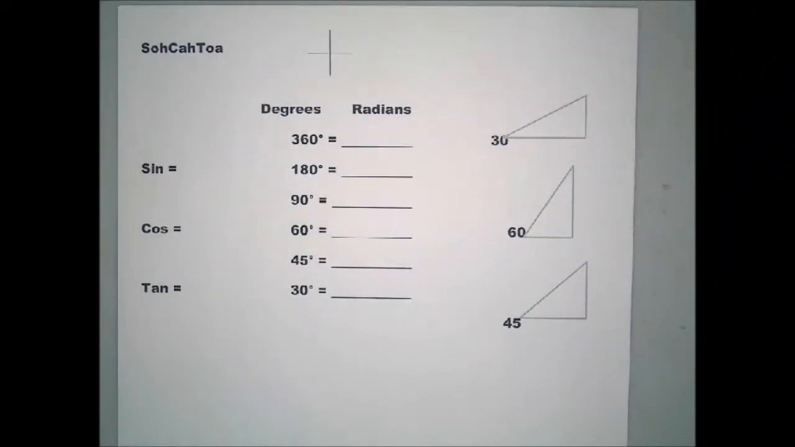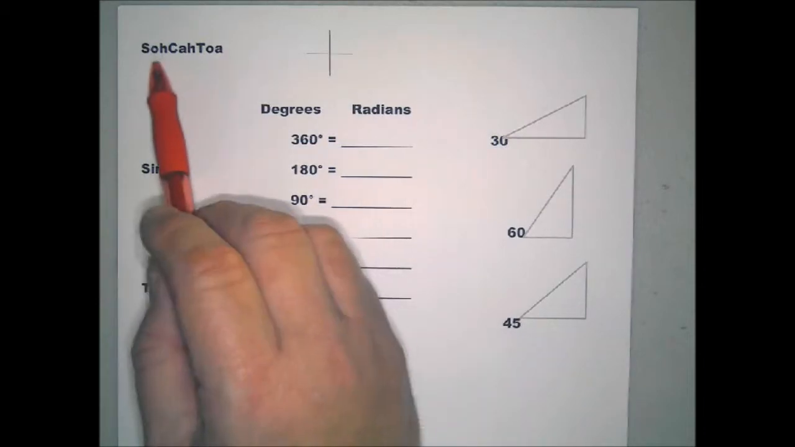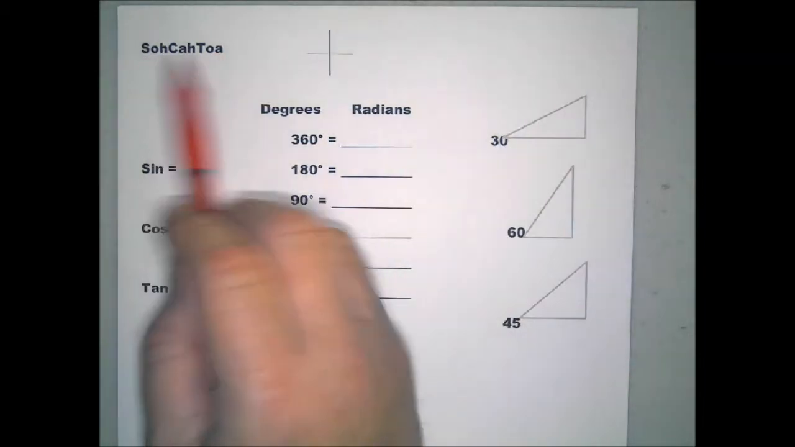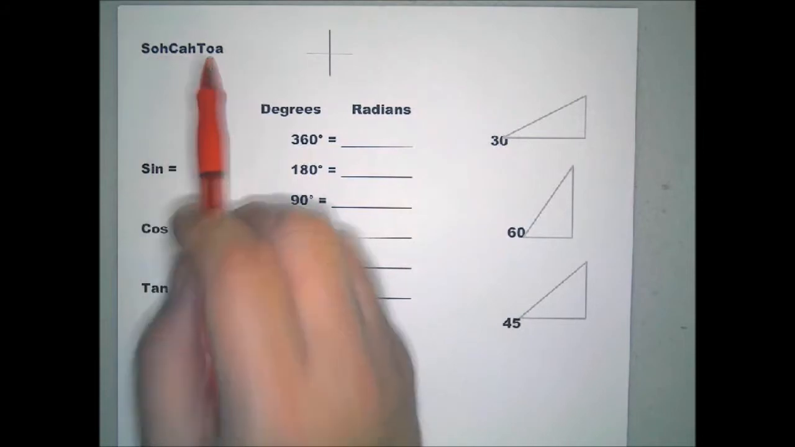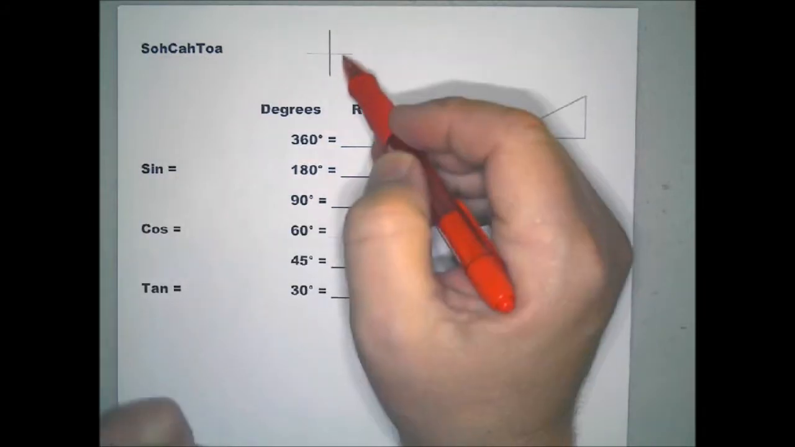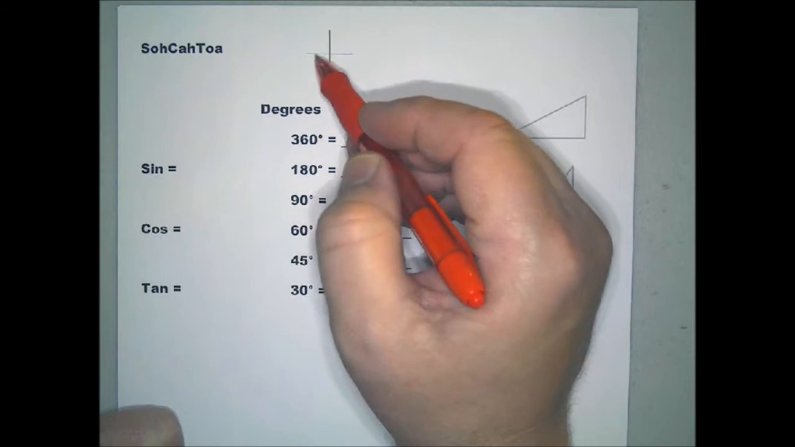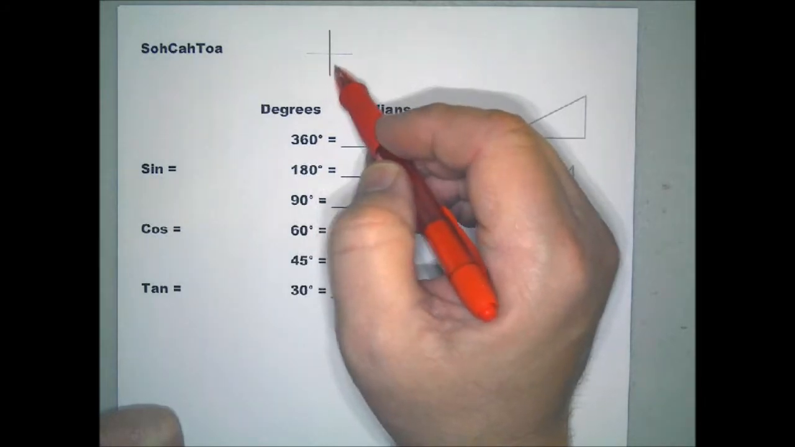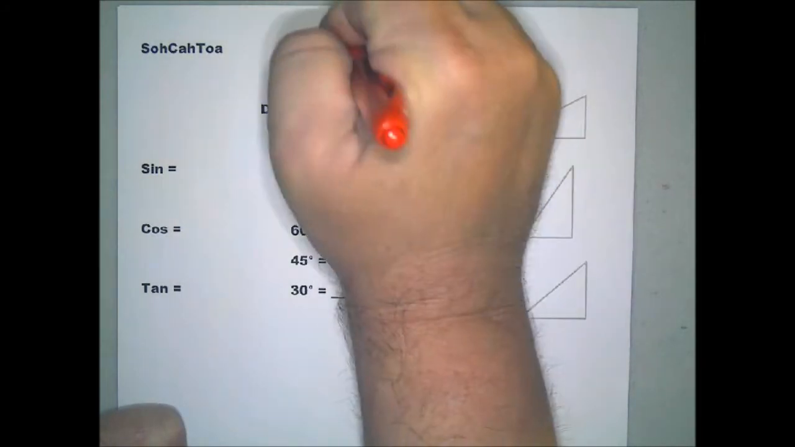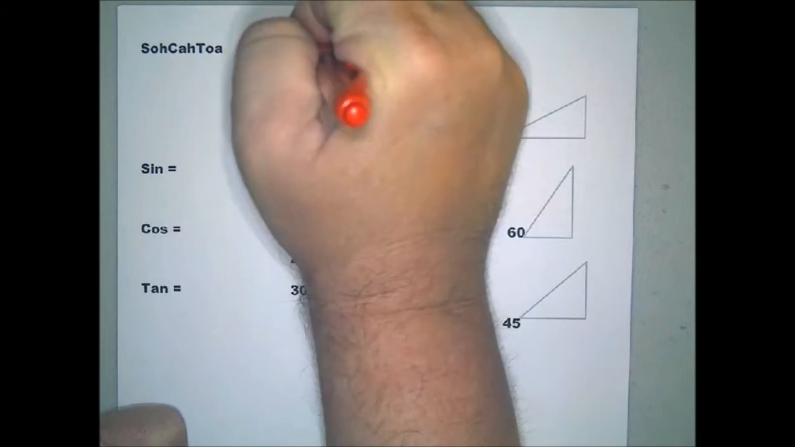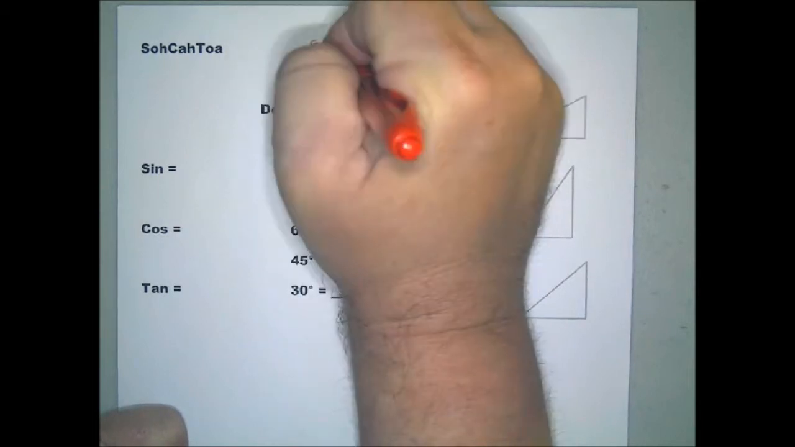For the next part of the worksheet, we're going to look at a lot of familiar things. The first thing we see is the SOHCAHTOA, the trig functions. The next thing we need to make sure we remember is what quadrants the trig signs are positive. So all students take calculus.